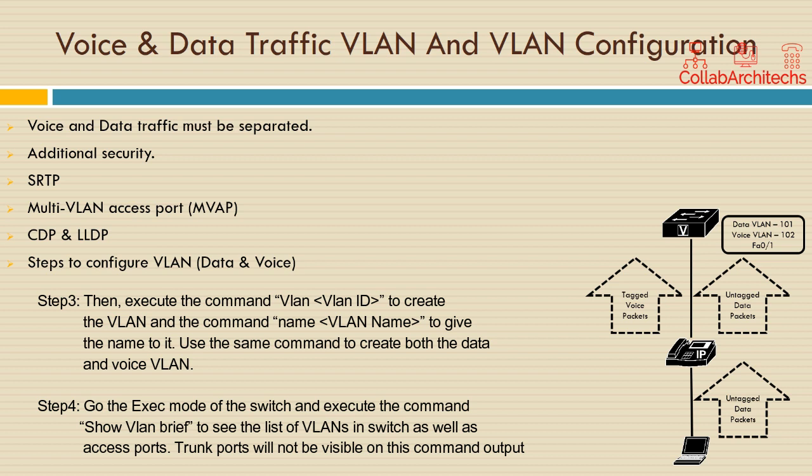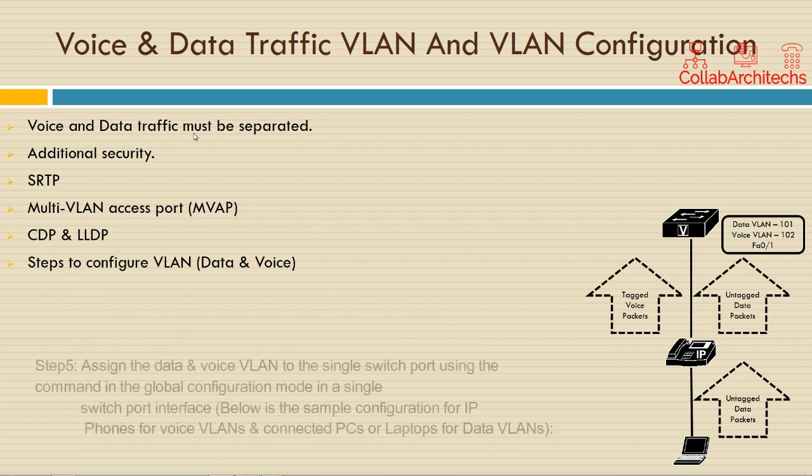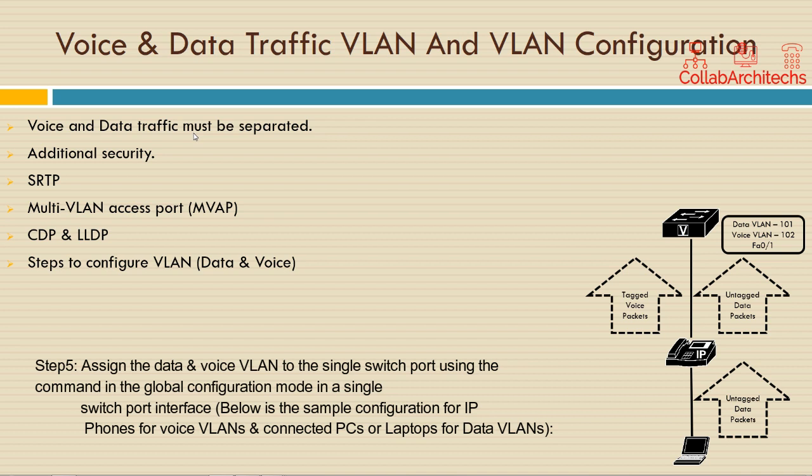Use the same command to create both the data and voice VLAN. Then step 4, go to the exec mode of the switch and execute the command show vlan brief to see the list of VLANs in the switch as well as access ports. Trunk ports will not be visible in this command output. In step 5, assign the data and voice VLAN to the single switch port using the command in the global configuration mode, in a single switch port interface.